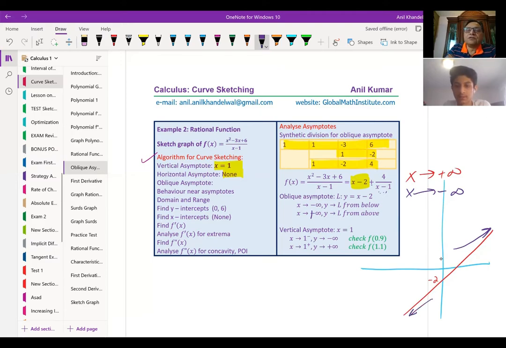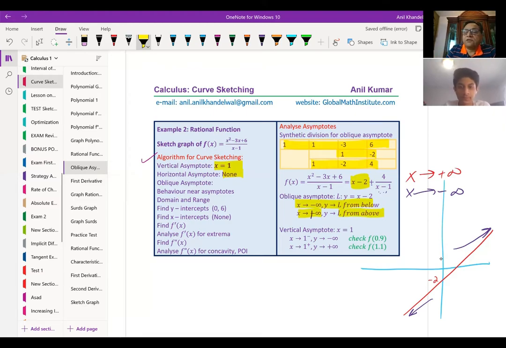Yes, sir. Makes sense. So when x is approaching negative infinity, y is approaching from below. And when x is approaching positive infinity, it is approaching from above. Clear? Clear. Got this.